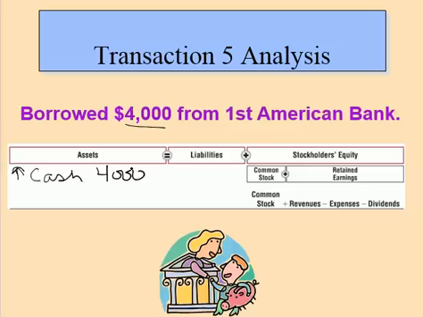Now, in exchange for that cash, what's happening? I now have a liability. So my liabilities are going to go up. In this case, notes payable. The bank's going to make you sign a note. It's going to have interest. It'll have a due date attached for $4,000. Okay, we'll go to the next slide.